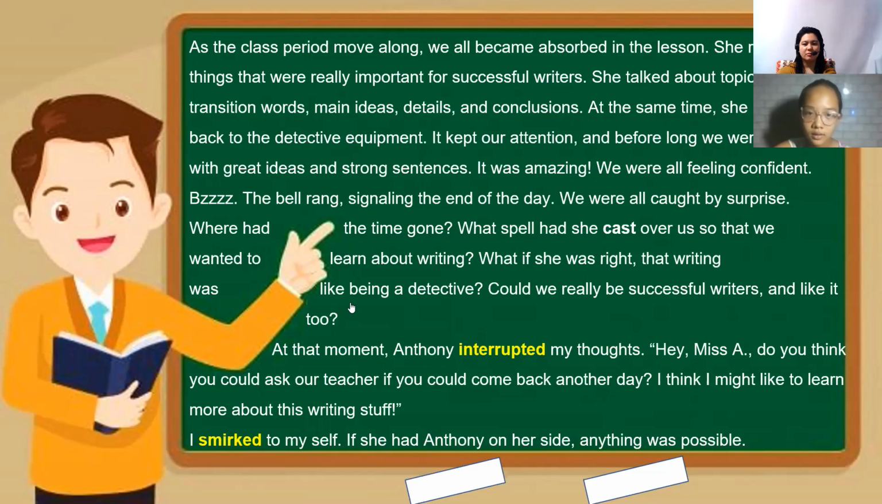While she said that writing was like being a detective, would they really be successful writers? And at the moment, Anthony interrupted her task and he asked his teacher if he could come back another day because he thinks he might like to learn more about his writing stuff.